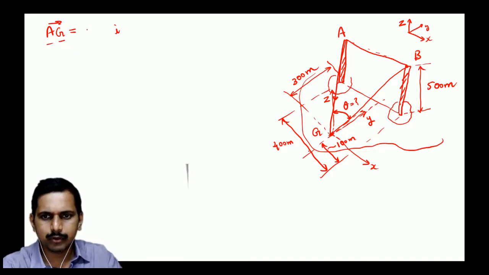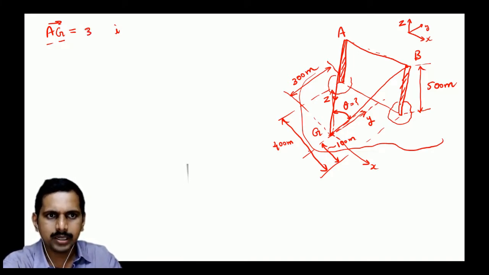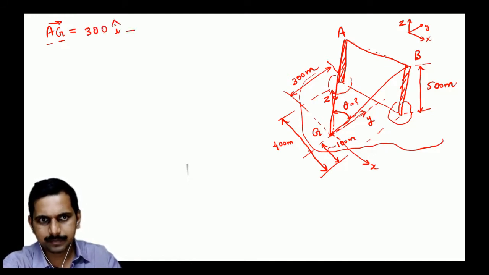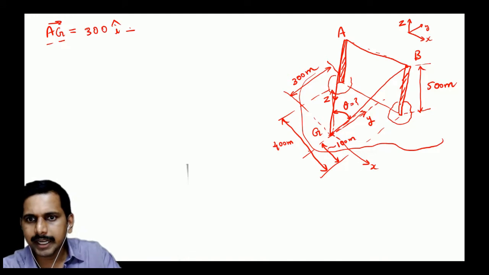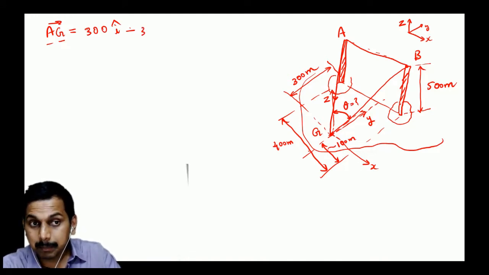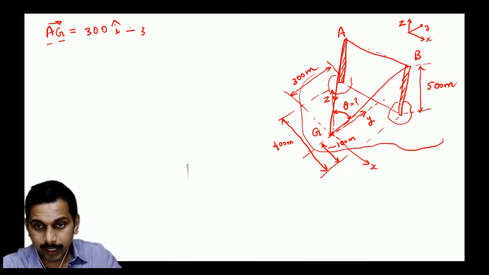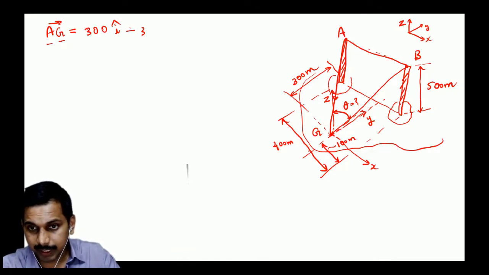Whether till here 400 or that, what do we have? That's correct. 300 I cap, it's correct, plus. Now in the Y direction, how much? Minus 300 I cap or plus 300? Plus 300. Why? Because from A we are going to G, correct?